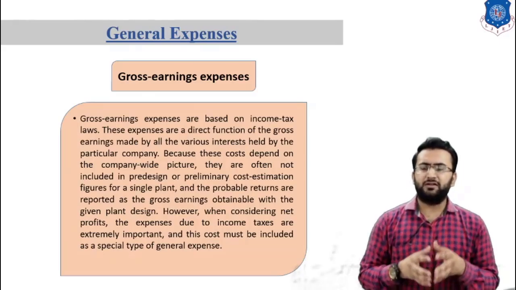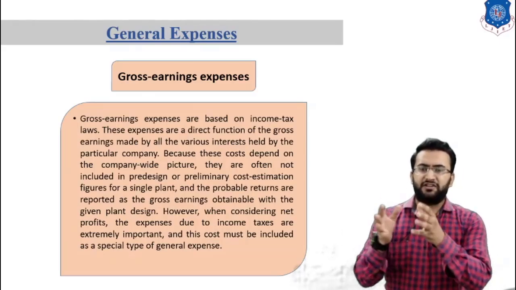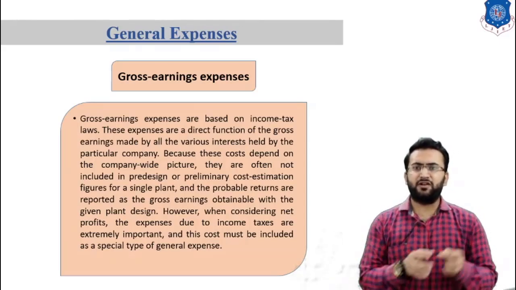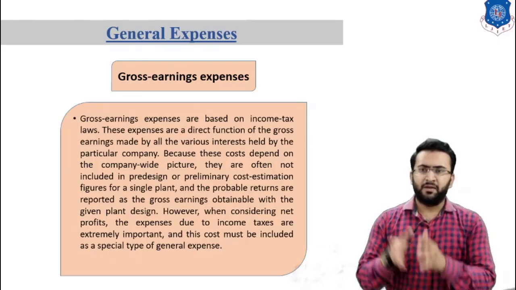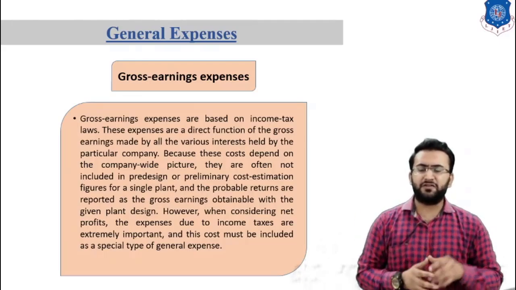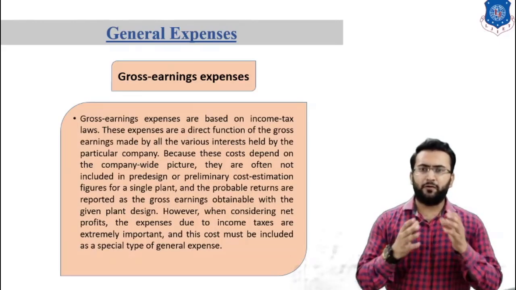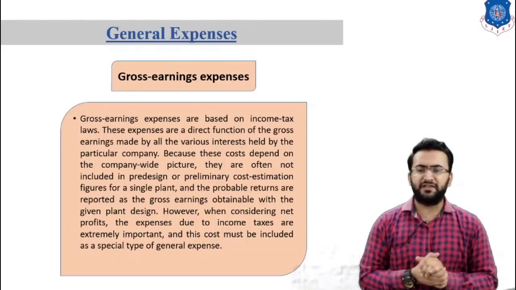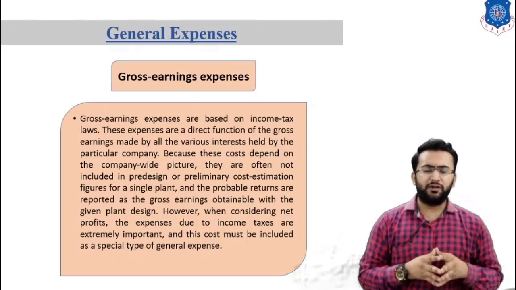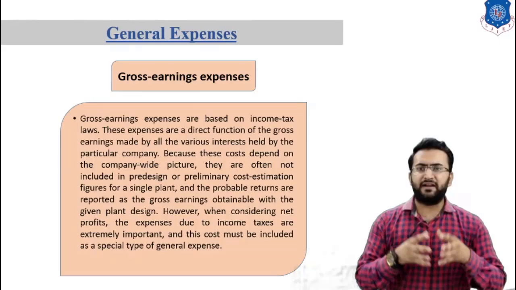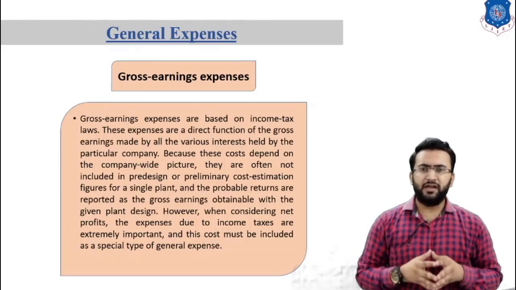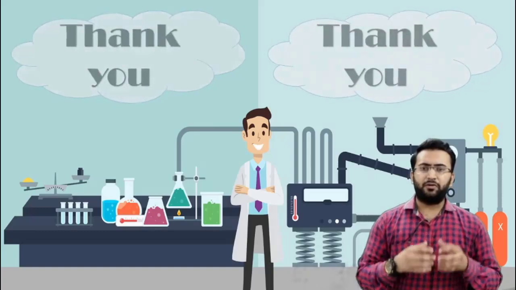So in this lecture, we talked about the estimation of total product cost, which classifies the manufacturing cost and general expenses. Manufacturing cost is further classified as direct cost, fixed charge, and plant overhead cost, whereas general expenses are further classified as administrative cost, gross earning cost, and cost for research and development. So these are all considered in general expenses. So this is all about today's lecture.